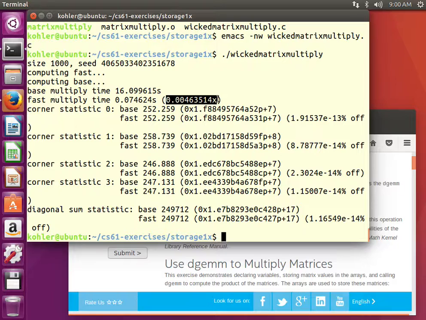So the lessons of this: first, think about the cache. Second, look for libraries if you're doing something sort of foundational.